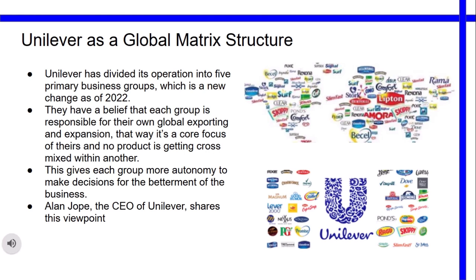Alan Jope, their CEO, explains this as a way to be more responsive to consumer and channel trends with crystal clear accountability for delivery, meaning that each group will be accountable to the products, their knowledge of the trends, cultures, and more.